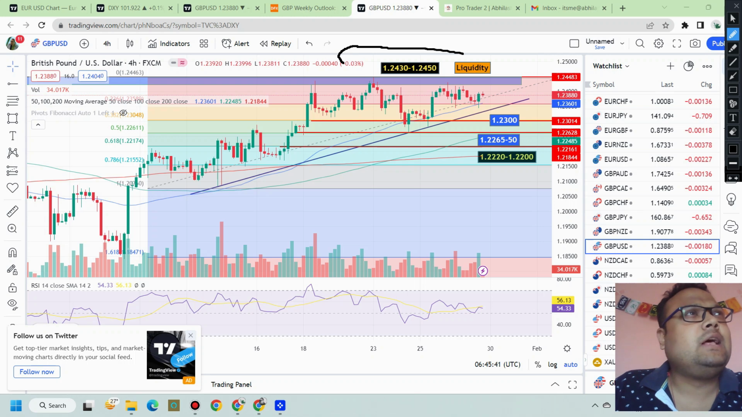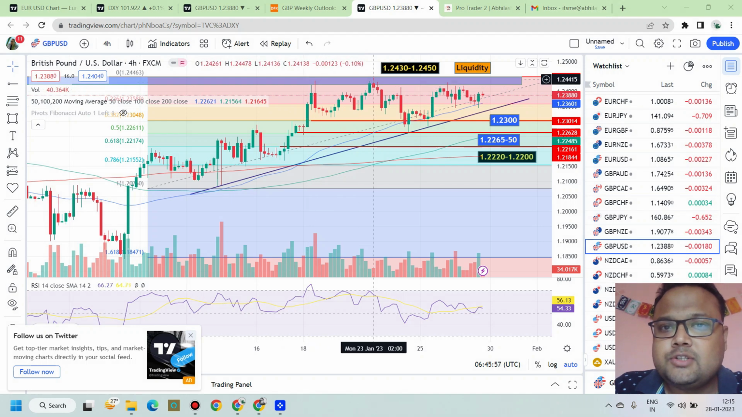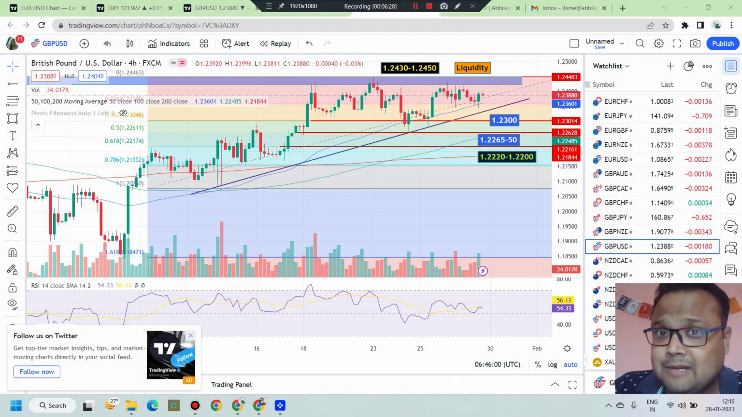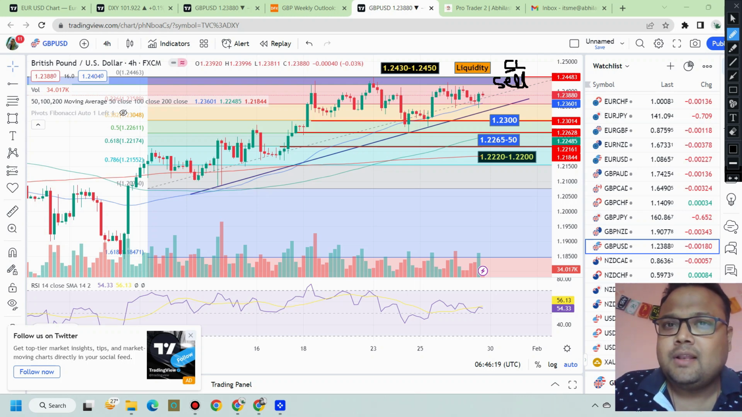1.2430 to 1.2450. This is still the resistance zone for the market, but the problem with the resistance zone is that the market has already tested it around 4 to 5 times. So next time you must be very careful, because right now the institutions know very well that most of the retail traders have placed their sell positions around this level, and the stop losses are around this level here. Whenever a level becomes very common in the market, usually the institutions go hunting for stop losses or a liquidity grab.